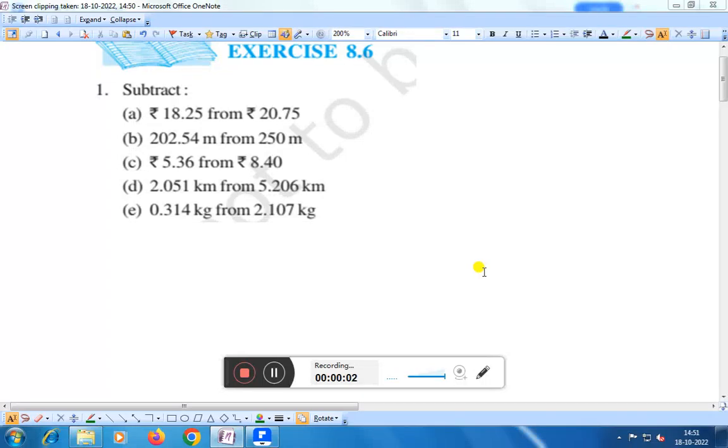Hello everyone. Today we shall discuss exercise 8.6 question number 1. Subtract. Question number A is rupees 18.25 from rupees 20.75. Right? Let us write. This is question number A.